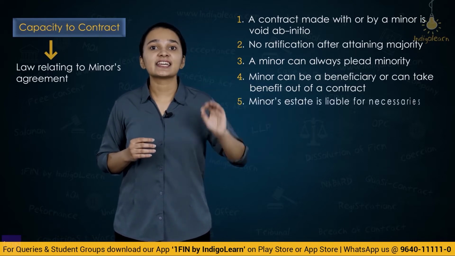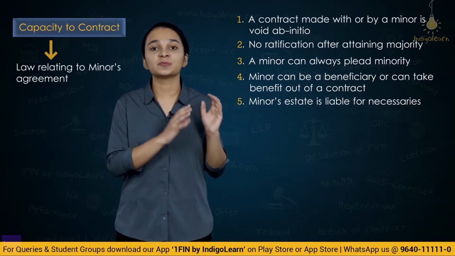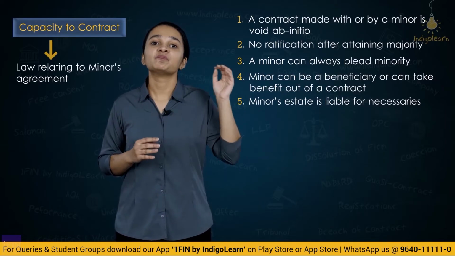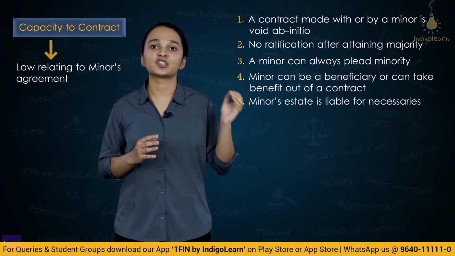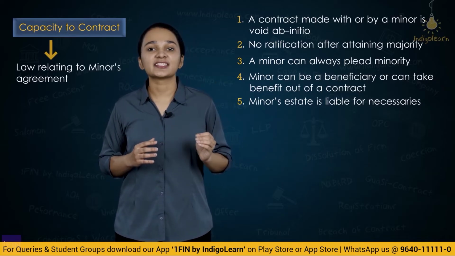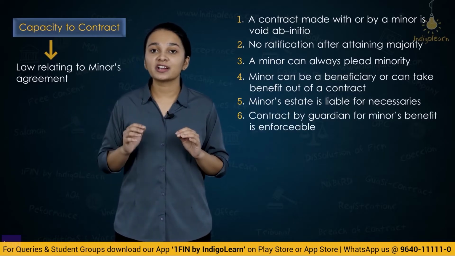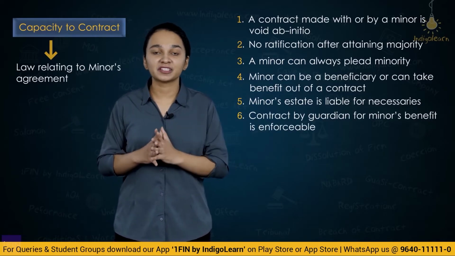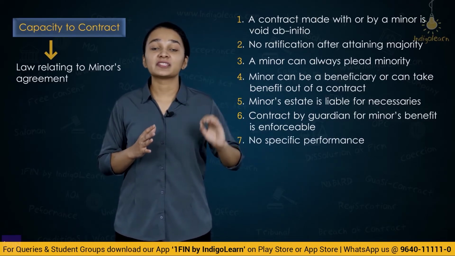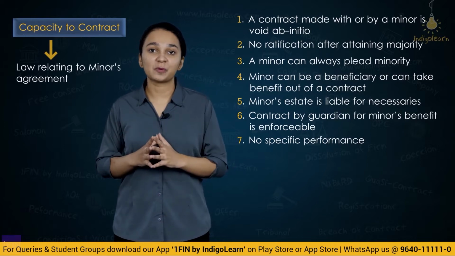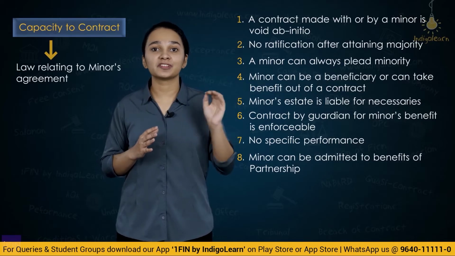A minor's estate is liable for all the necessaries which are provided to the minor. So if a person provides any necessities to the minor, his estate will be liable to reimburse the amount which the person has incurred in providing necessities to the minor. Then a parent or guardian can enter into a contract with a minor, but only if it is for the benefit of the minor. We've also understood that a minor cannot be asked to specifically perform whatever he has promised to perform. A minor cannot become a partner, he can only be admitted to the benefits of the firm.